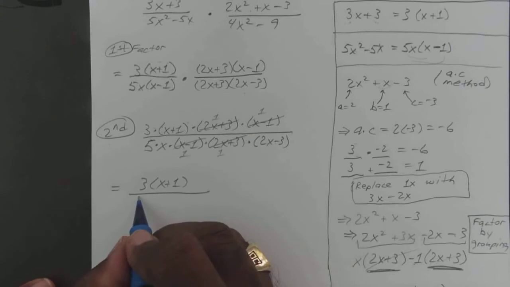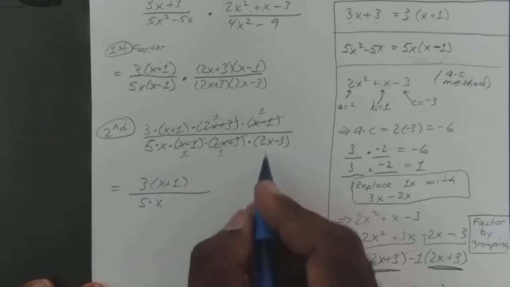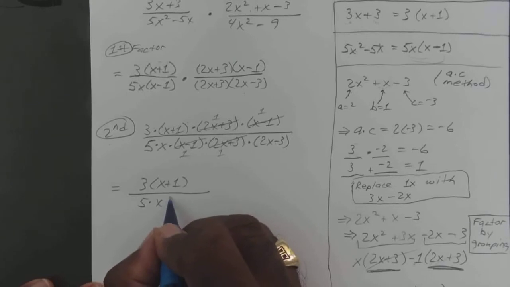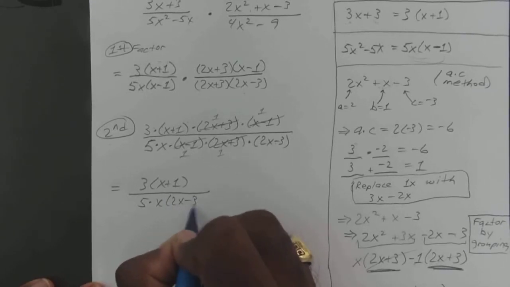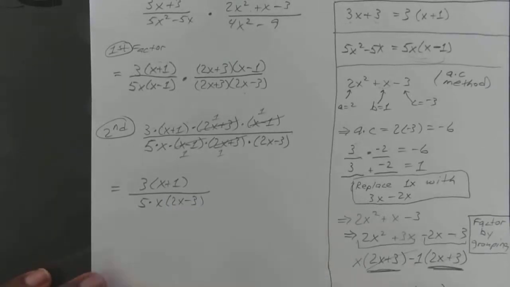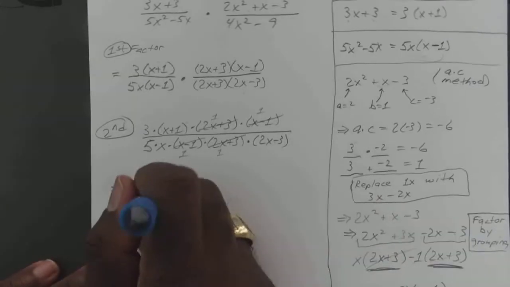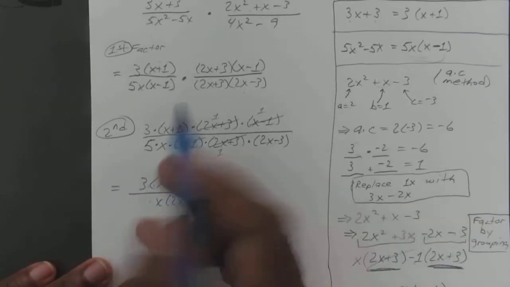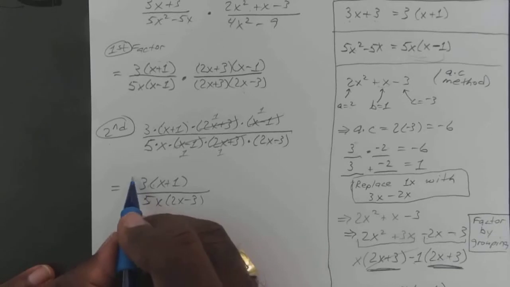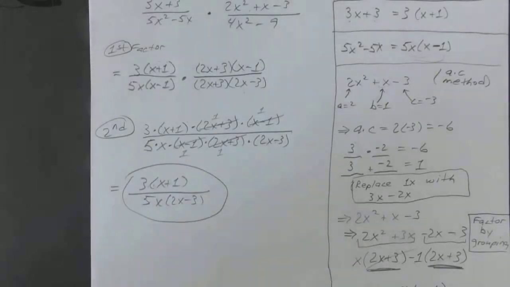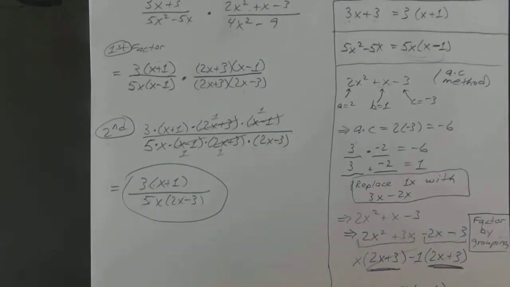Okay, so 3 times x plus 1 over 5 times x times 2x minus 3. So that would be your final answer.